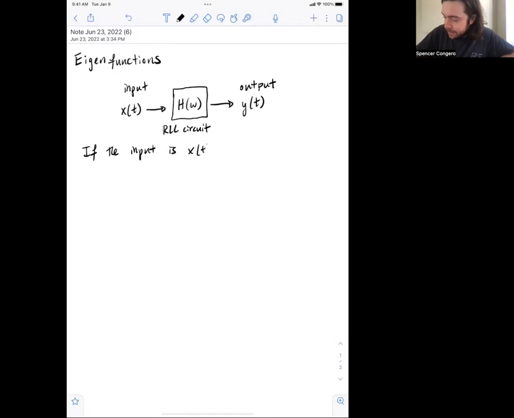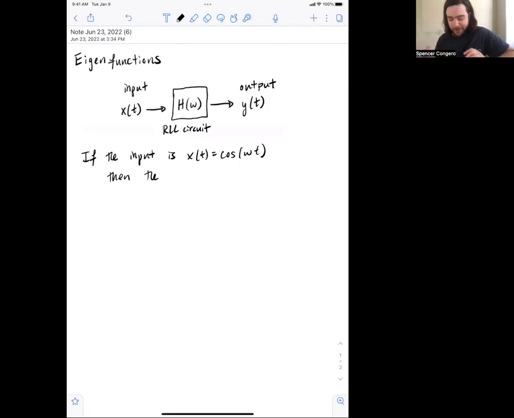So what if the input is cosine of omega t for some frequency omega? If that's the input, then what would the output be? Like I said, we may have seen this before, but I'll go over it one more time. We can get the phasor and then use the frequency response phasor relationship to get the output phasor. And then we can unphasorize, going back to the time domain.